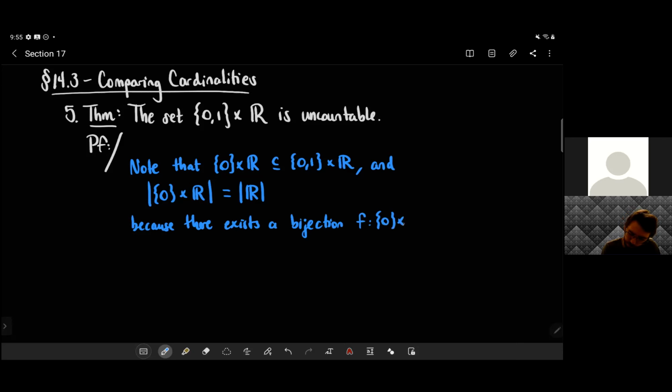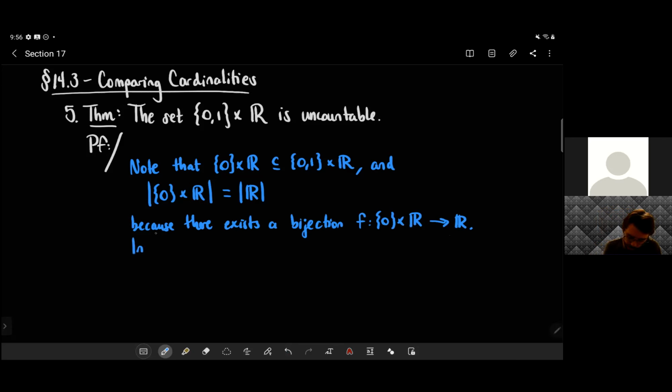So I'll just write that out formally. There's a bijection from {0} cross R onto R. Or you could go the other way if you wanted to. Right? Bijections can go both ways. But we'll do it this way.